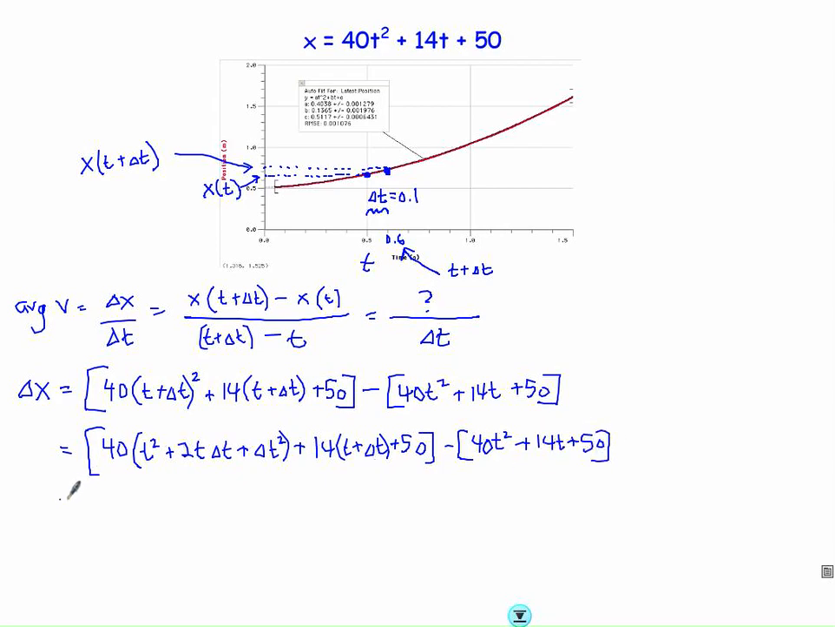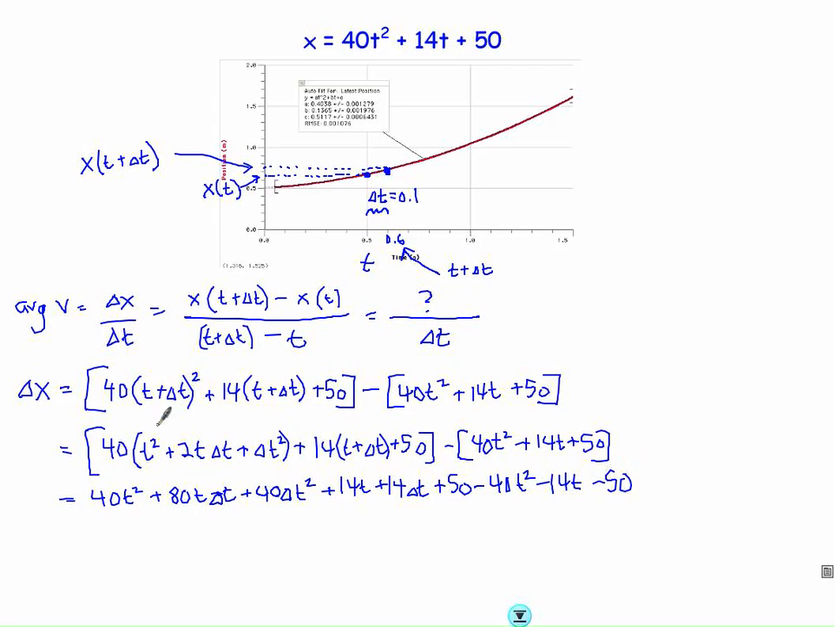All right, here we go. A little bit of simplification. I'm going to distribute that 40, so it's going to give me 40t squared plus 80t delta t plus 40 delta t squared. I'm going to distribute this 14. That gives me 14t plus 14 delta t. Still have that 50 there. Now I have to distribute this negative sign, so minus 40t squared minus 14t minus 50.